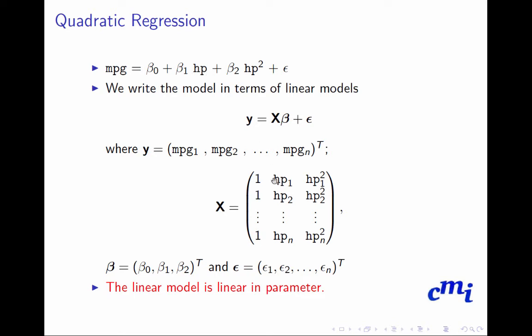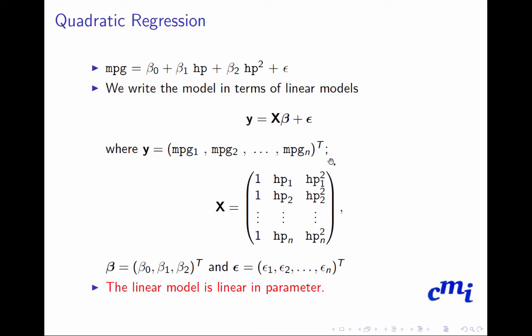What is the first sample of the HP, second sample of the horsepower, nth sample of the horsepower. Then I'm creating a new column in my data set. This new column is just the square of this column: HP square, HP1 square, HP2 square, HPn square.